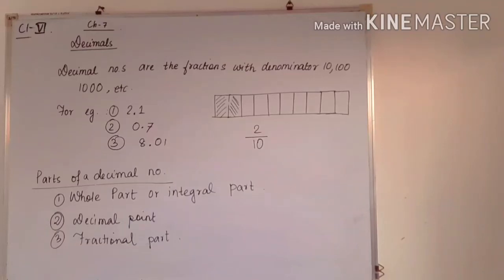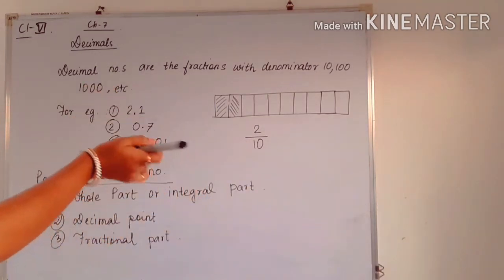Students of class 6, today I am going to start a new chapter, and the name of the chapter is decimals. In the last chapter we studied fractions. In fractions we have a numerator and a denominator. Similarly, decimal numbers are also fractions first, and then we can easily convert fraction numbers into decimals.